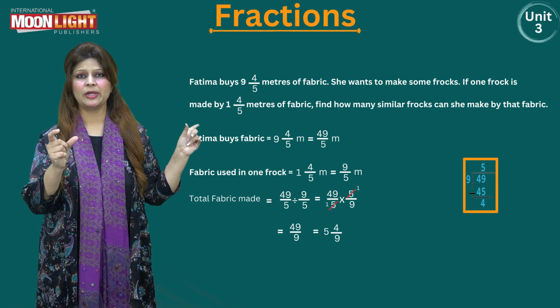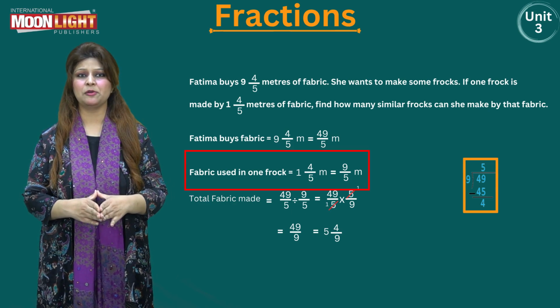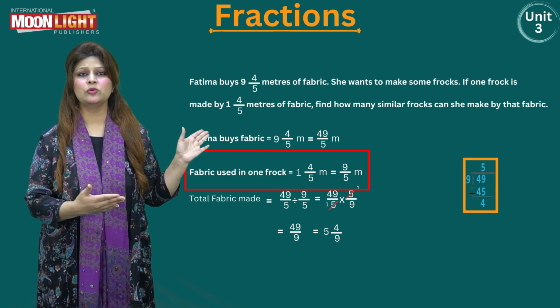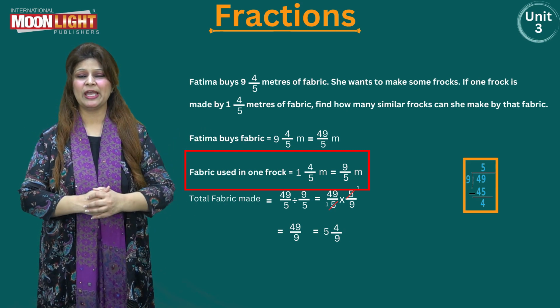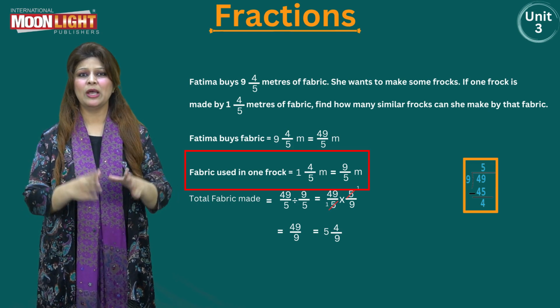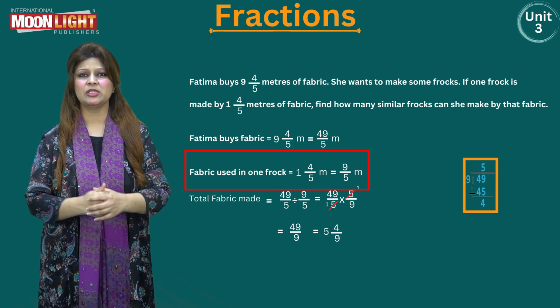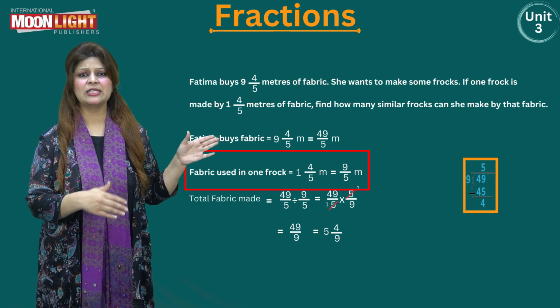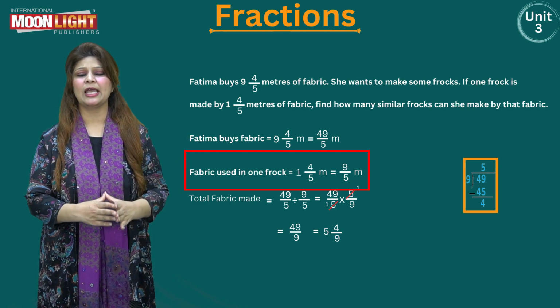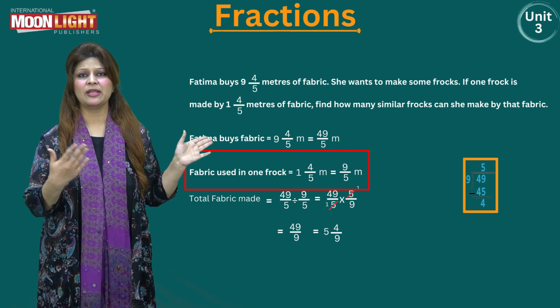My second statement will be fabric used in one frock. How much fabric has she used in one frock? Yes, 1 whole 4 by 5 meter. Again I'm going to change this mixed number into an improper fraction. 5 1s are 5 plus 4 is 9. So 9 by 5 meter is my second statement answer.